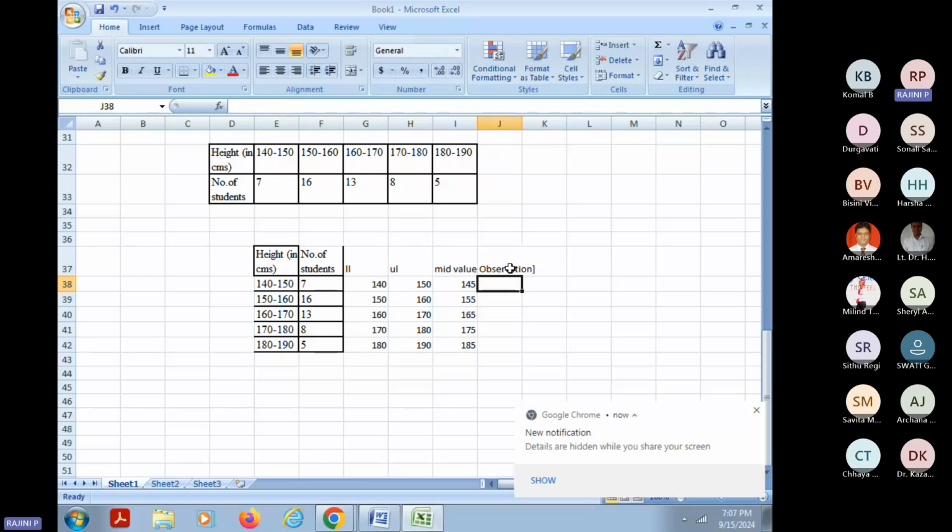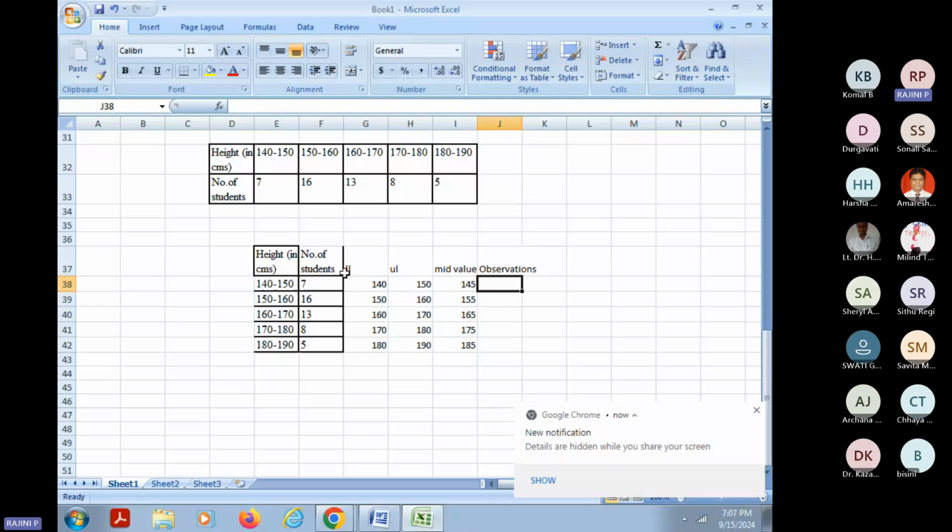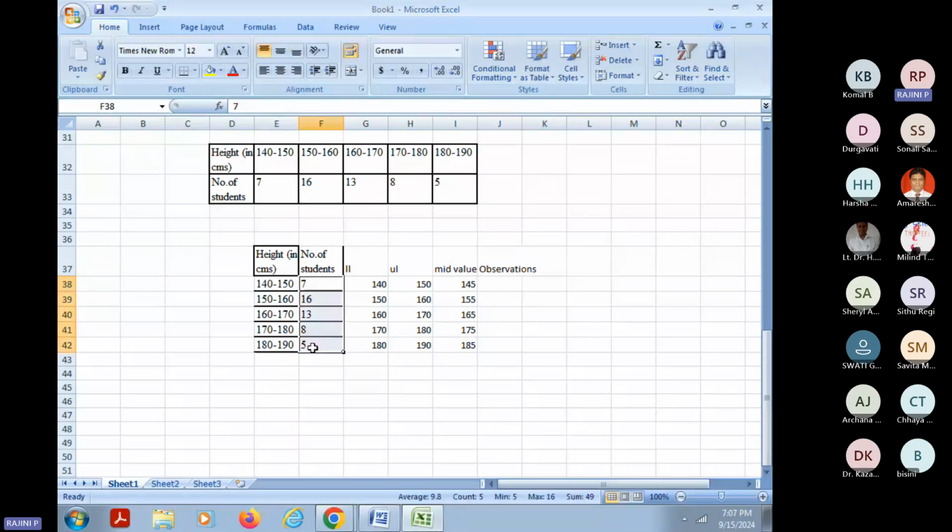What is the meaning of observations here? It is the frequencies you have; you need to repeat the number. In 140 to 150 the frequency is 7, and the mid value is 145. That means in this range we have 7 students. What are the heights of those students? We don't know, so we assume that all the students have the mid value height only.